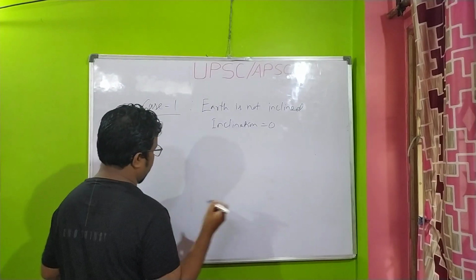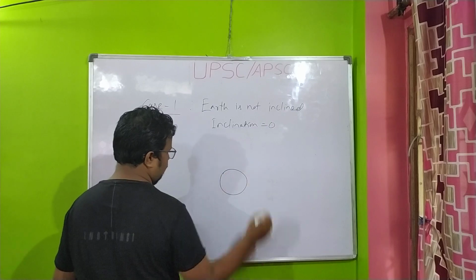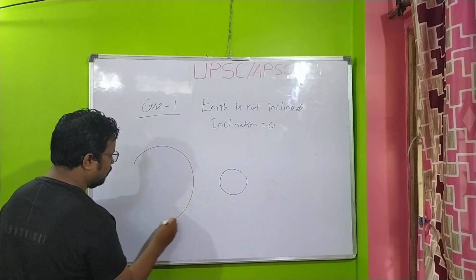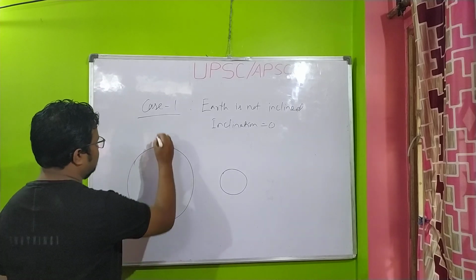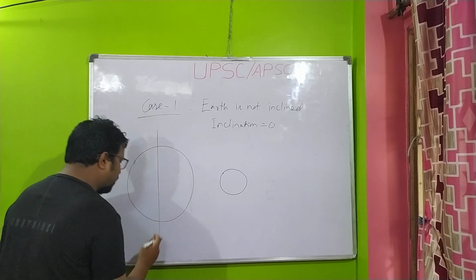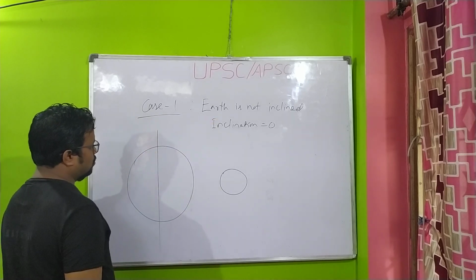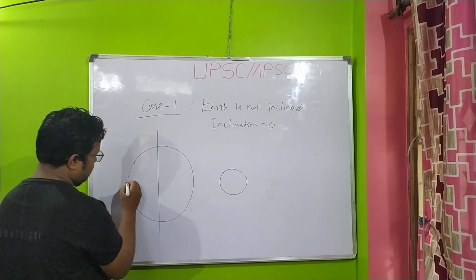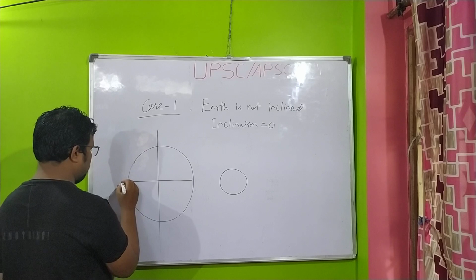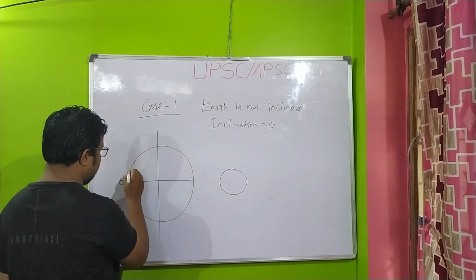Let us suppose this is the sun, and this is Earth. This is the axis. Since earth is not inclined, the axis will be this only. I am assuming earth is not inclined. So this is the equator. Equator is also called the largest latitude.